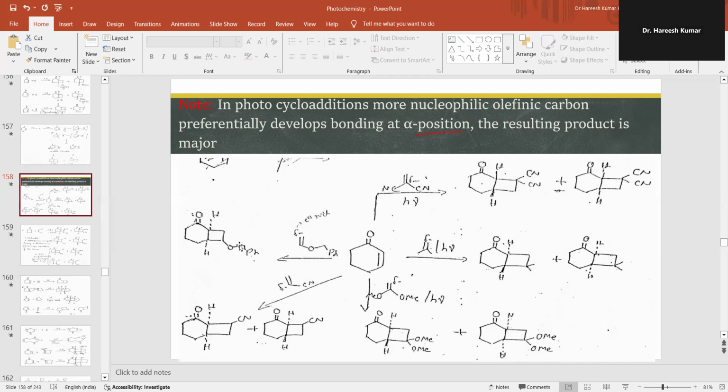And here is the carbonyl compound. So this on reaction with, it's not an acetone, it's an olefin, and the products formed are these two, and this will be the major one. This on reaction with olefin forms two products, and this will be the major one. This on reaction with the electron withdrawing olefin, this will be the major product. This on reaction with olefin, this will be the major product. This on reaction with the olefin, here two products, and this will be the major product.